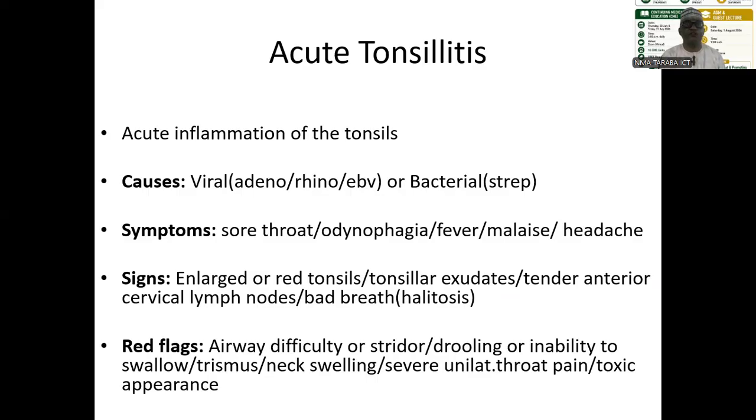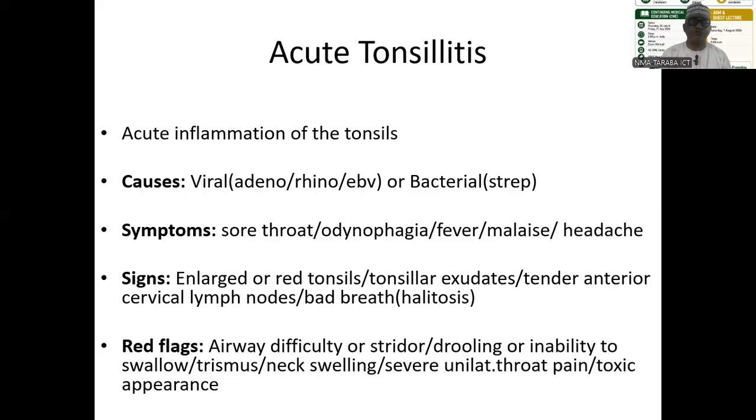It's actually acute inflammation of the tonsils. The cause is usually viral or bacterial. And symptoms are sore throat, painful swallowing, fever, malaise, and headache. Signs, when you examine the throat, include enlarged or red tonsils with tonsillar exudate, and tender anterior cervical lymph nodes. We call them the jugulo-digastric nodes, which will be tender. Some will have bad breath or halitosis.